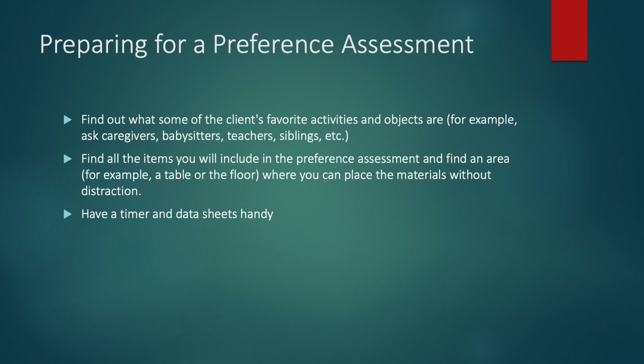So find all of the items that you want to include in the preference assessment, and then find an area where you would like to conduct the preference assessment, where you can place all of the material without having other distractions in place. And then each preference assessment is going to have its own set of specific rules in which you'll present the stimuli, and then you have to have your timer ready and your data sheet handy.